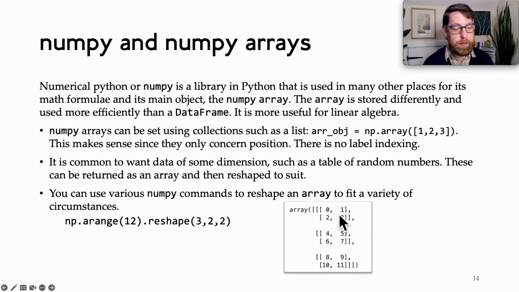So if you run that, you'll see something that looks like this. 0, 1, 2, 3, 4, 5, 6, 7, 8, 9. Remember, we start from 0, so the arange 12 will get us 0 up to, but not including 12.